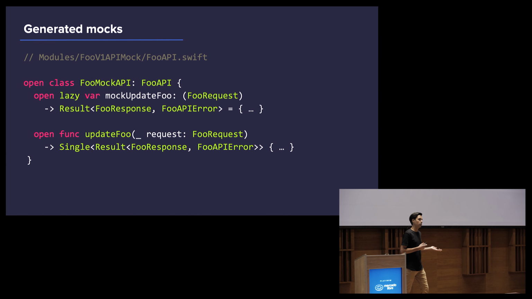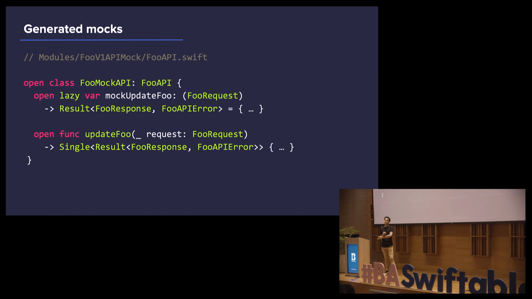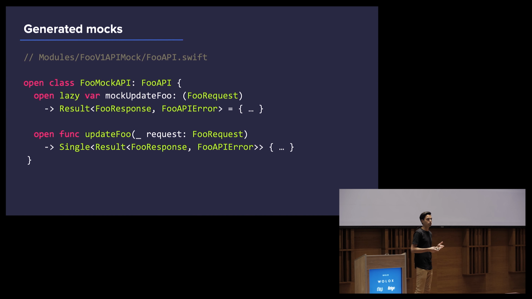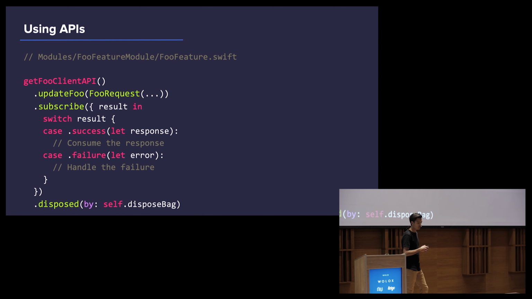The last thing that we generate are mocks. So there were some talks earlier about testing and generating mocks. And we actually do generate mocks as well for engineers. And we pre-compile them into separate modules that can be depended on by tests. And these mocks basically implement a default behavior for engineers. And then they're really easy to inject content into so you can test your features.